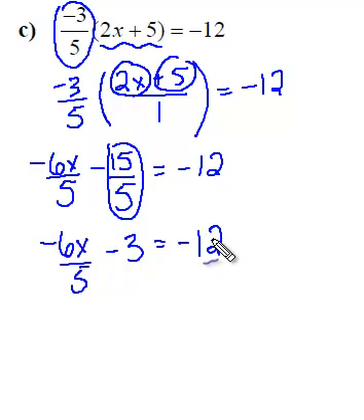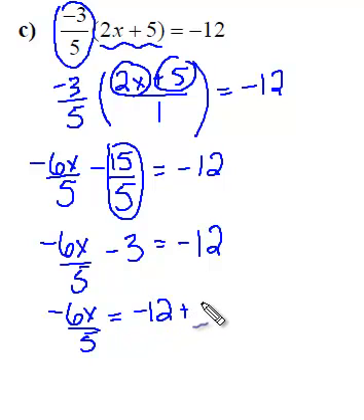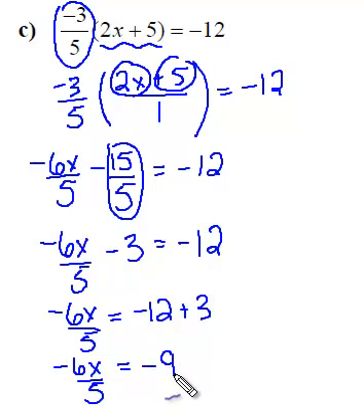I want to get x on its own, so the first thing I'm going to do is add 3 to both sides. That will leave me with negative 6x over 5 equals negative 12 plus 3. That will leave me with negative 6x over 5 equals, and negative 12 plus 3 is a negative 9.